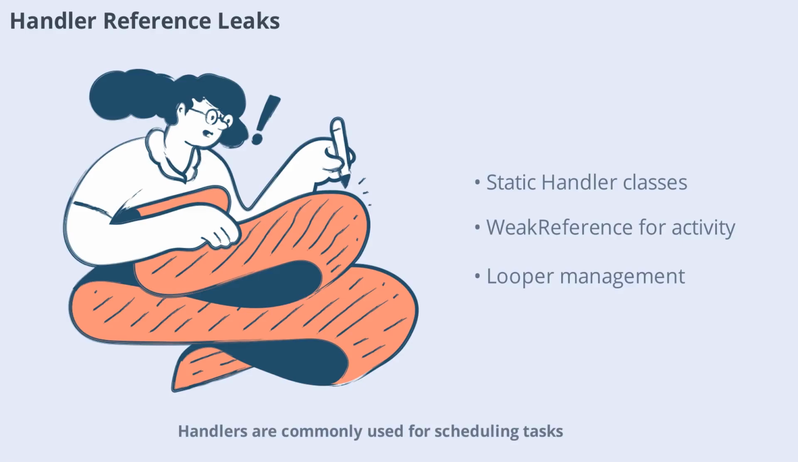Handlers are commonly used for scheduling tasks, but they can cause leaks if they reference activities. When a handler is instantiated on the main thread, it's tied to the looper's message queue.